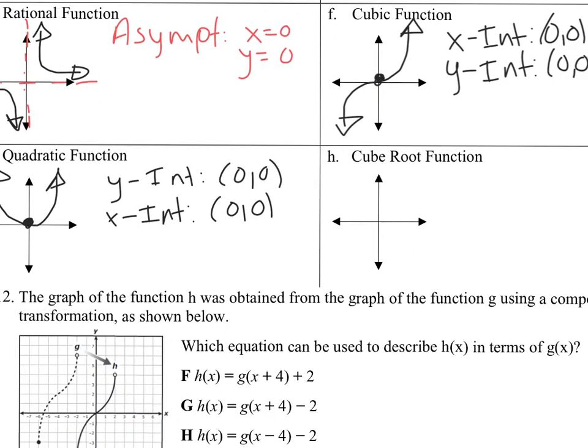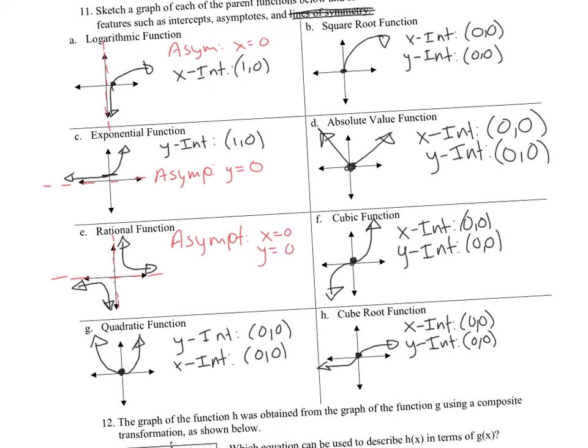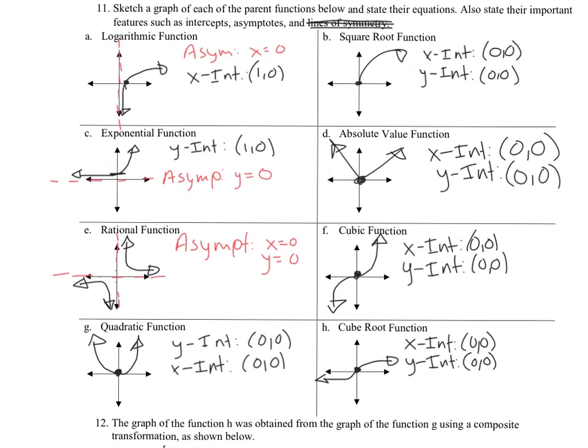Last one, the cube root function. It looks very similar to the cubic, but a lot more, I guess you could say, skinny or flat. It passes through the origin as well, which means we have an x-intercept and a y-intercept at 0, 0. So, ladies and gentlemen, those are the parent functions in a nutshell.